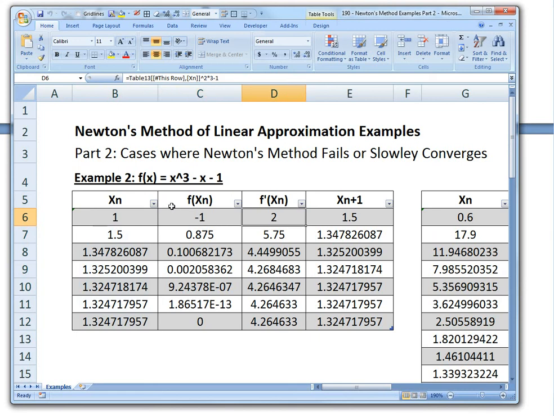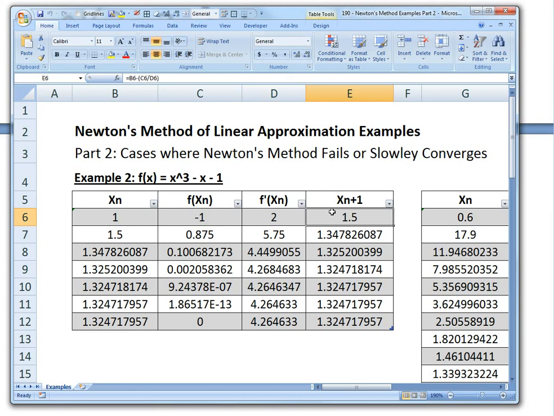You can see my earlier video on this to see how to create this table. Then this is the derivative here, a function of xn: xn squared, times 3, minus 1. And then the next xn is just a formula, which is xn minus f of xn divided by the derivative of it.